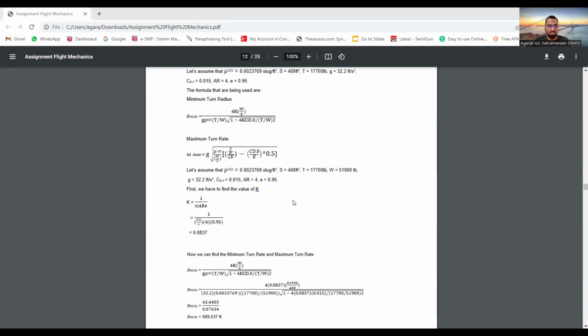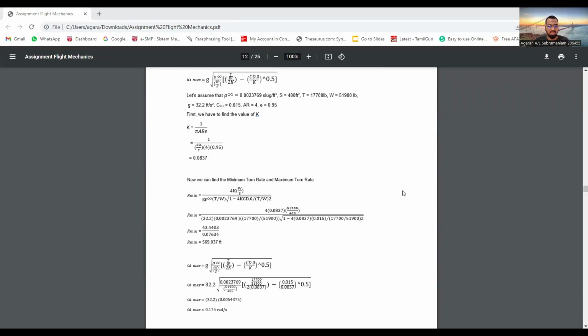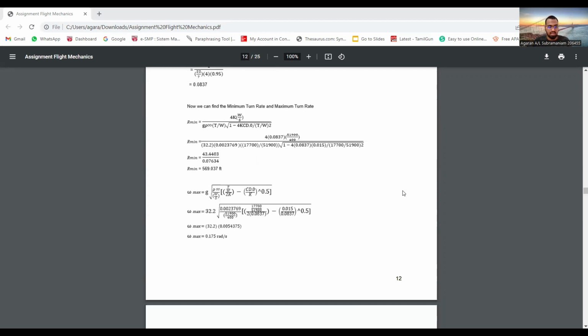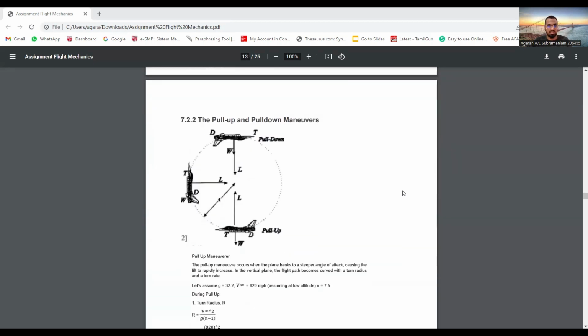And we will get 0.0837. Using that, we can find all the minimum radius by using the equation shown and also using the unknown values which were assumed. And then next, let's go to the pull up and pull down maneuver.